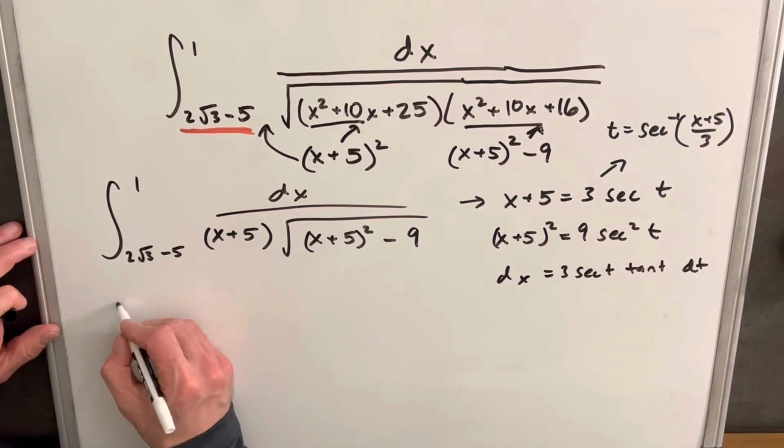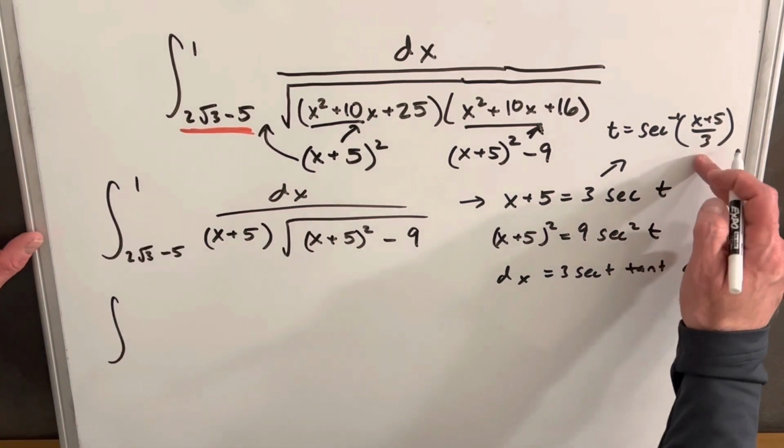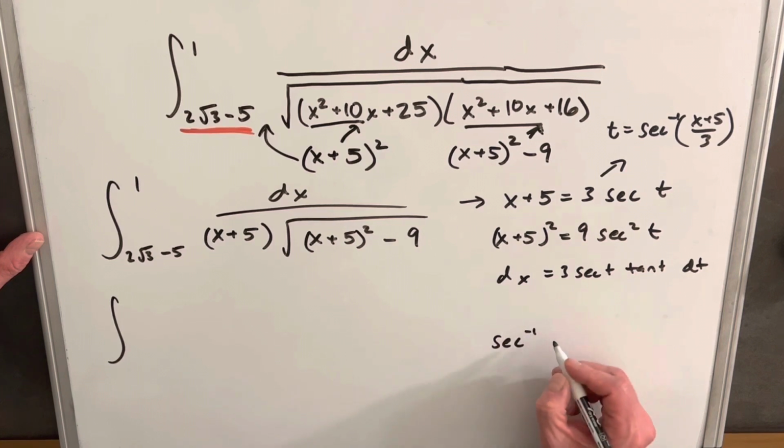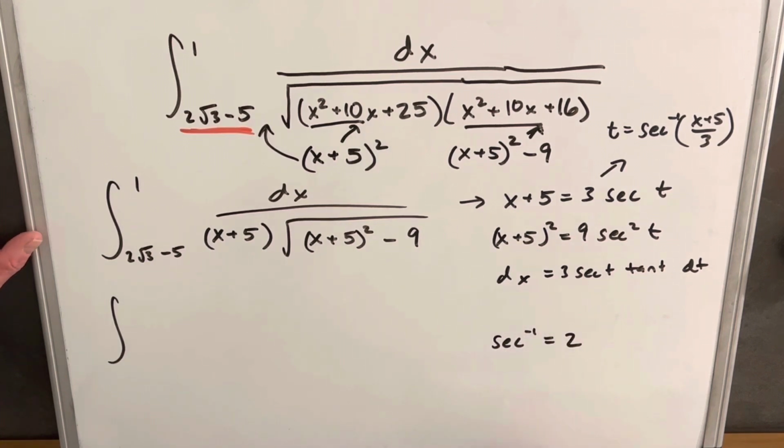And then we're ready for our substitution. When we plug a 1 in here, we have 6 over 3, which is 2. So we're looking at sec inverse of 2. Well, that's the same thing as cos inverse of 1/2, and that happens at pi over 3.